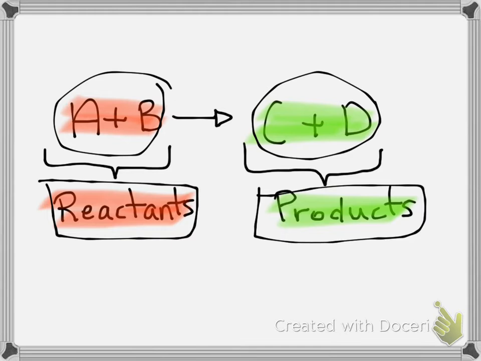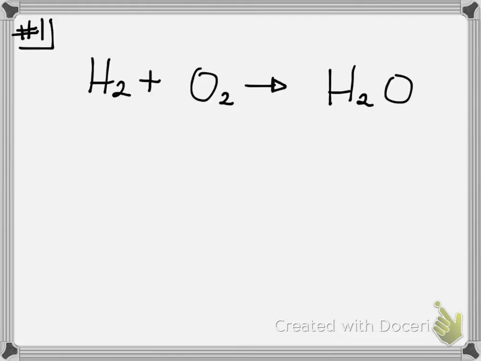Your byproducts, or what you end up making from that reaction, are going to be C and D, and those are what we call products. And we're going to need to remember these words for future reference.